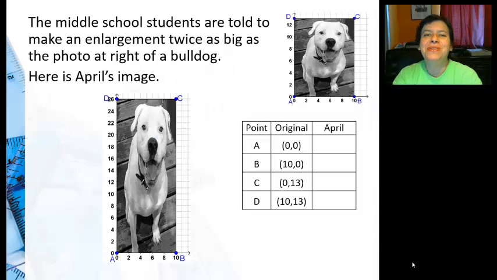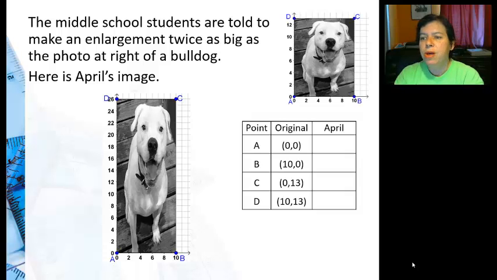You actually started doing dilations in middle school. And here's a typical project that you might do. Your teacher's going to tell you to make an enlargement of a picture, and in this case we're going to make it twice as big. So April's like, okay, all right, and we give April the coordinates, and she fills out her table.